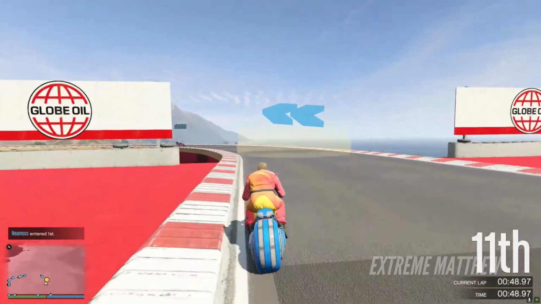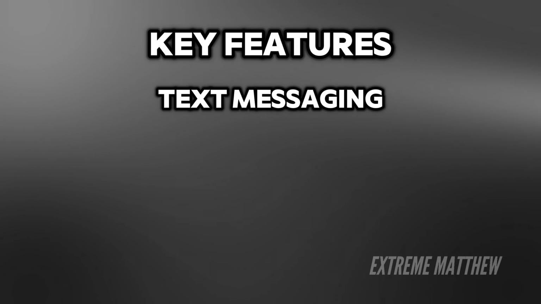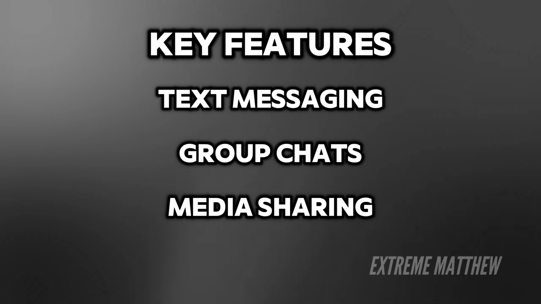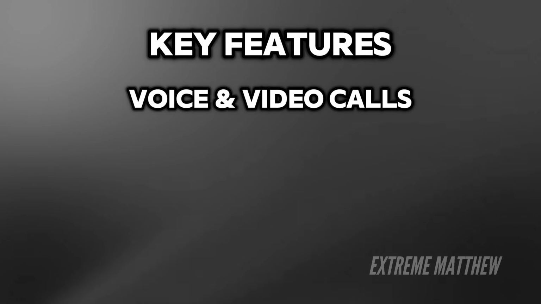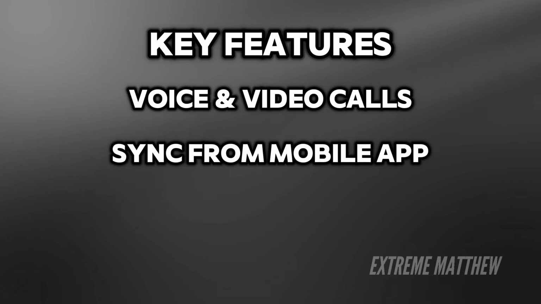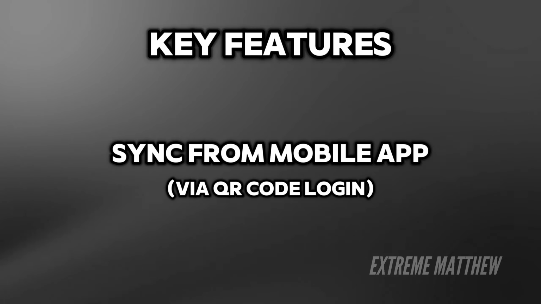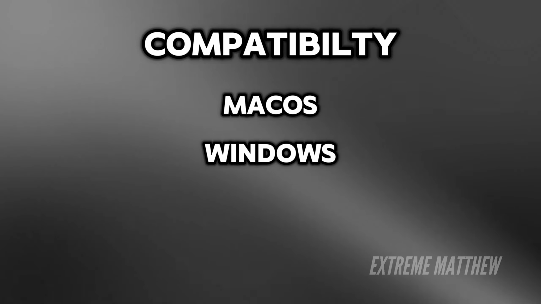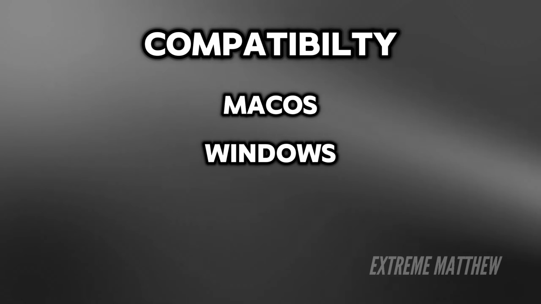So here's a detailed look again at what WhatsApp Desktop is all about. Some key features of this app are text messaging, obviously, group chats, and media sharing. I don't really need to get into this whole thing. Of course, another thing everybody knows is voice and video calls. This has been around for quite some time now. And you could sync with your mobile app. Of course, this is a necessity. You need to do this in order for WhatsApp Desktop to work, and it works via QR code login, a pretty straightforward login method. For compatibility, it's available currently for macOS and Windows, ensuring broad compatibility across different desktop environments.